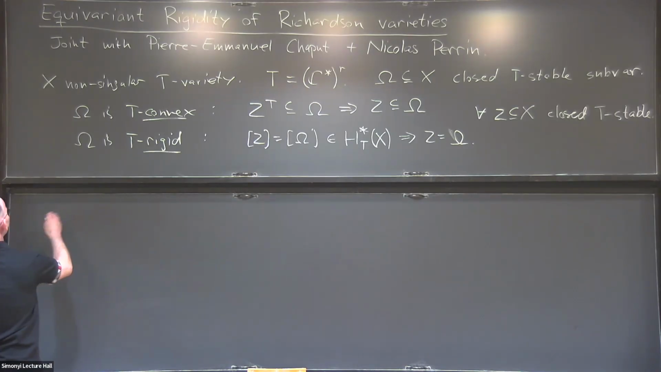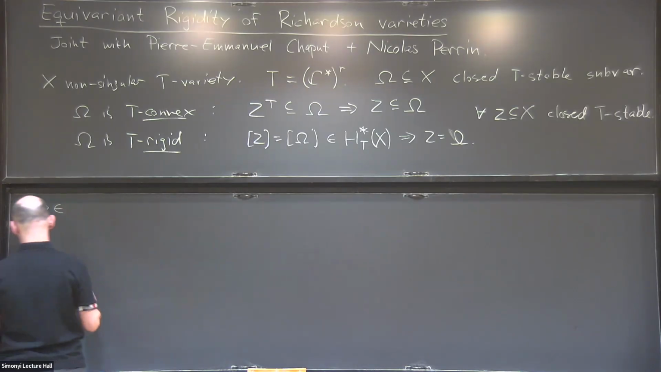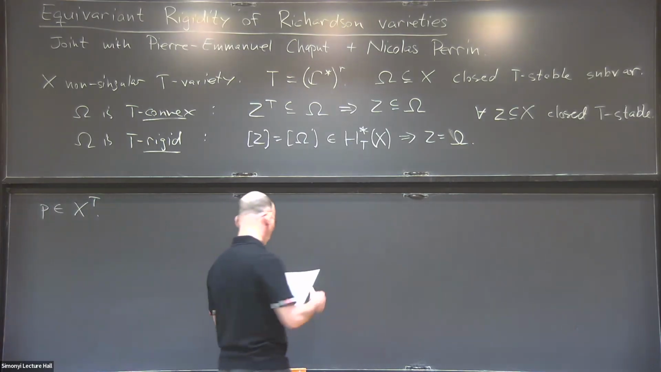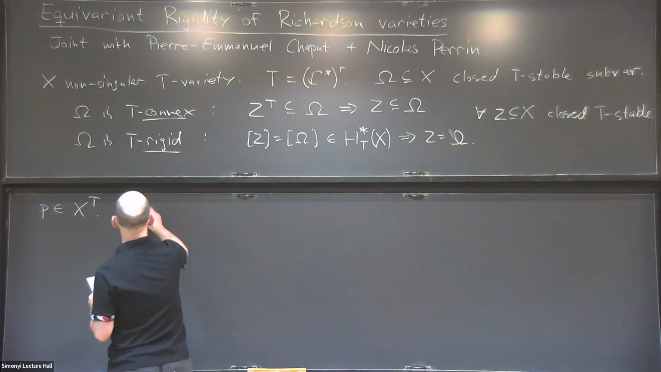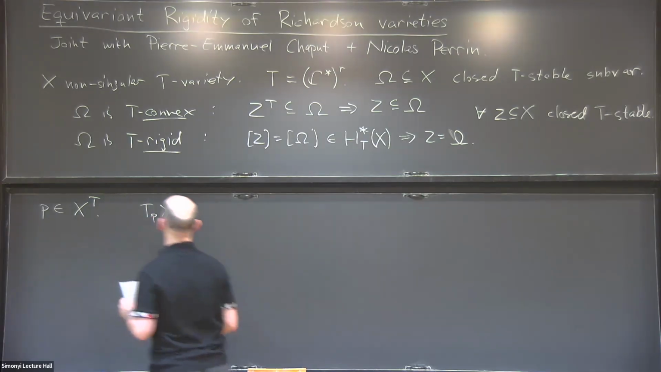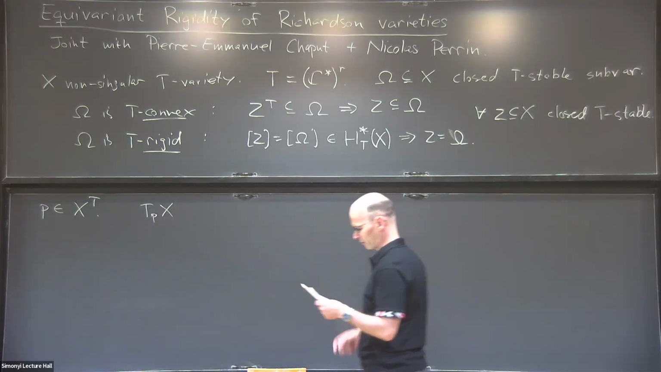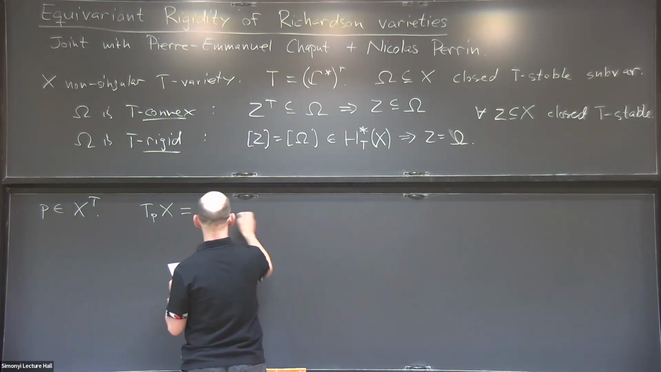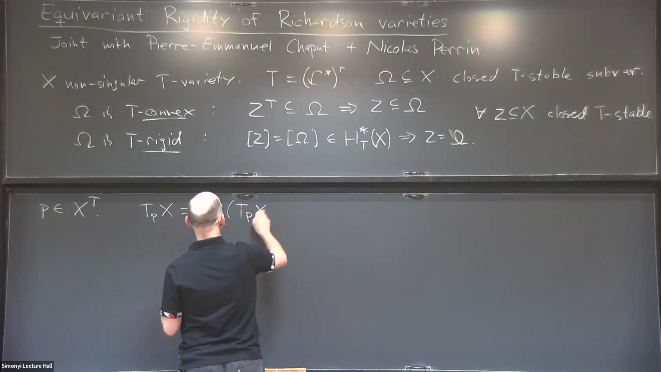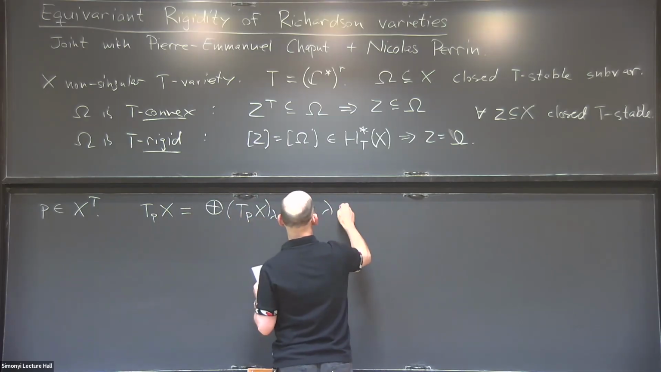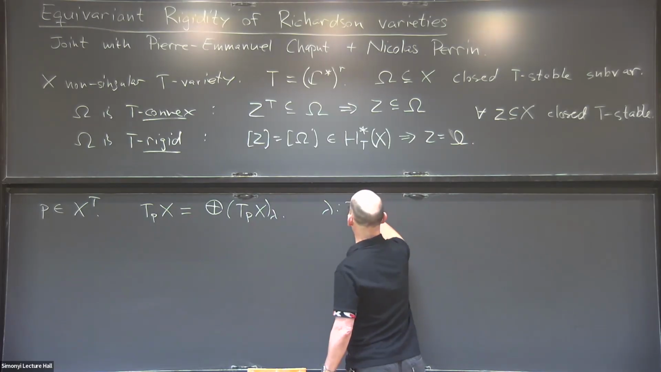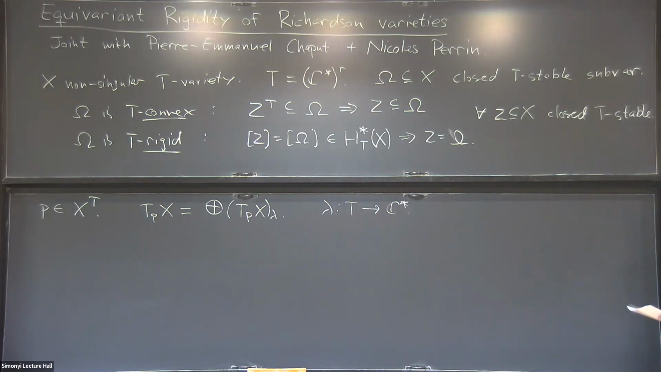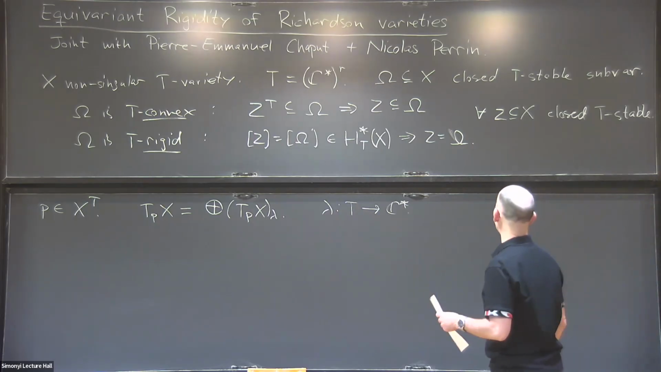So let's say we have a T-fixed point P in X^T, that means in the set of fixed points. That means the tangent space at that point is a T-representation, so we can write it as a direct sum of its weight spaces. These weights lambda are characters of the torus. And we will say that P is attractive.